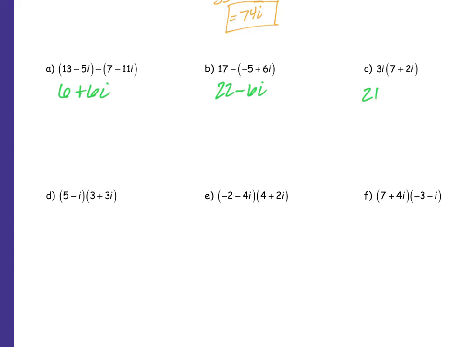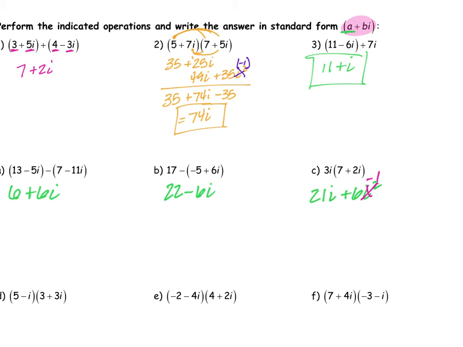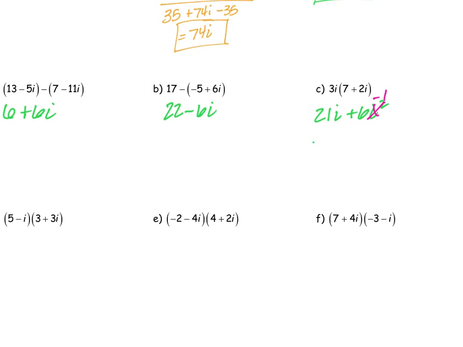So I've got 21i plus 6i squared. And the i squared is negative 1. And then they want to make sure that you write it the right way, like it says up here in the directions. The real number first, imaginary number second. So it should be minus 6 plus 21i.